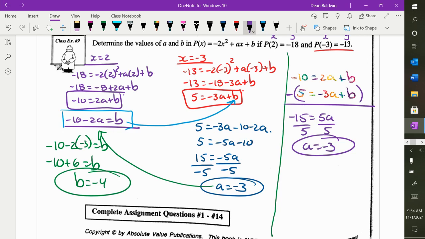Do you mean constant? Is the b value a constant? Sorry? Oh, it is the constant term. Are you talking about this thing here? It would be the constant term.